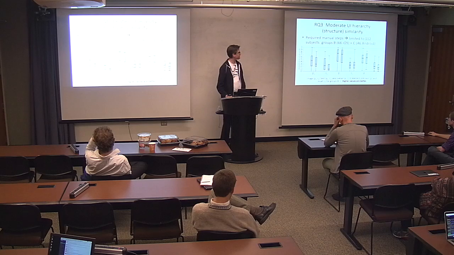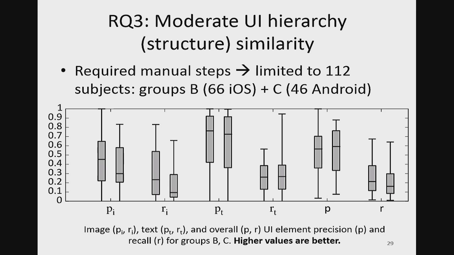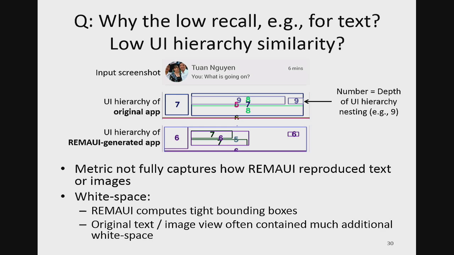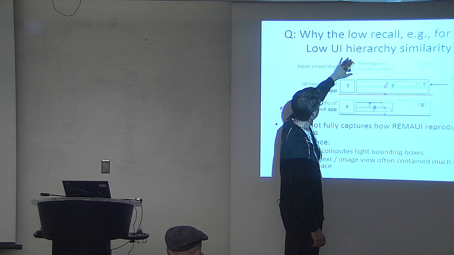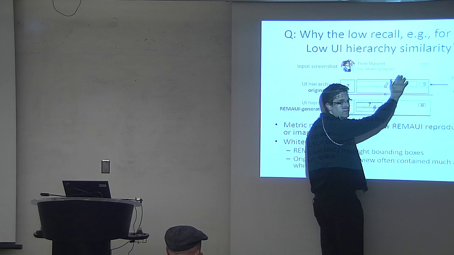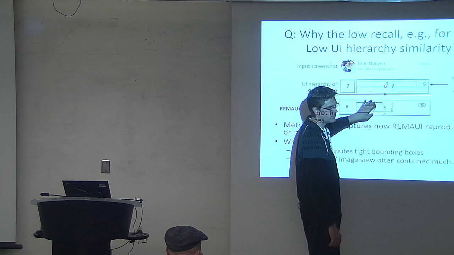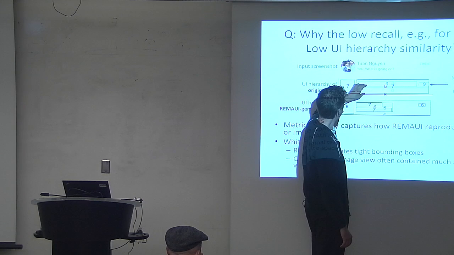You see relatively low values for precision, especially for recall. Since it also involves manual steps, we restricted it to two groups. We dug a little deeper into one of them for text recall, and what we found is a possible culprit: white space. Here you see one item of this list, and you see a lot of white space in this item. The white space is handled differently in the original application and in the generated application. For example, here this text box captures much of this white space, and we just don't.